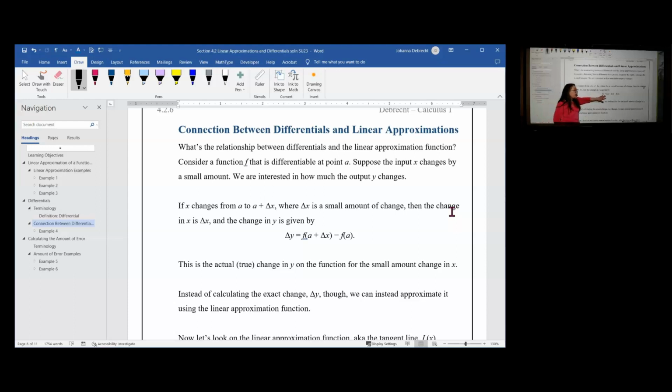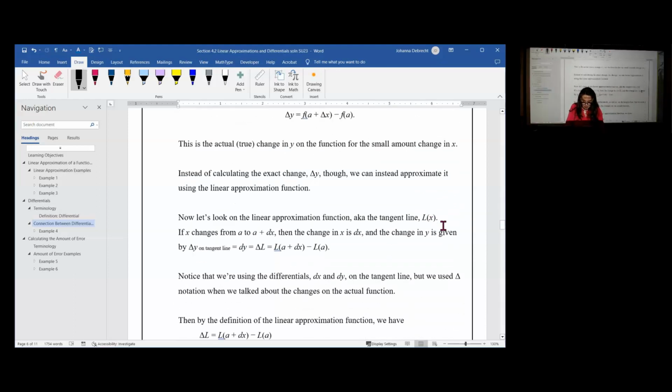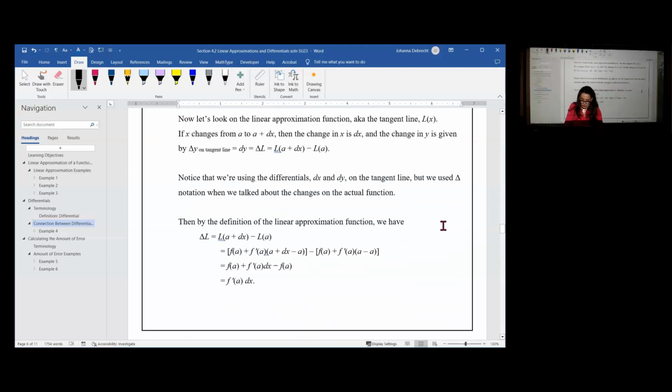This is the true actual change in the y value on the function. Instead of calculating the exact change, delta y, though, we can approximate it with the tangent line approximation, the linear approximation function. Let's look at the changes on the linear approximation function. In other words, the tangent line. If I want to look at those, the change in the y value, or the change in L, is what we define to be the differential dy.